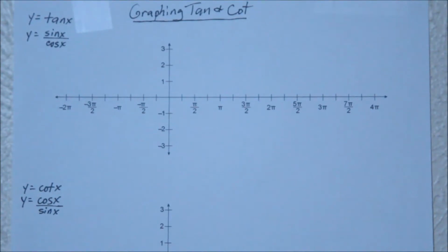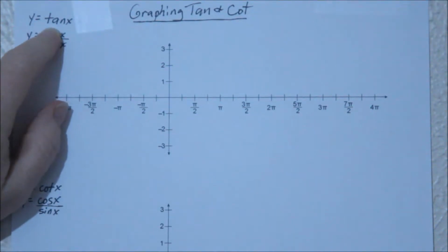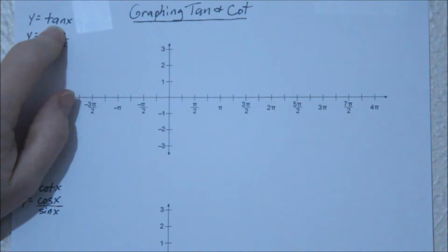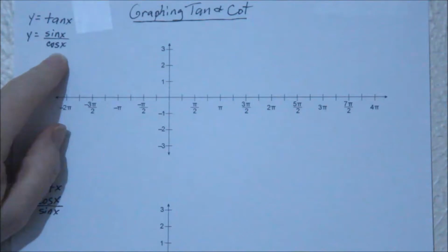Okay, today we're going to be graphing tangent and cotangent. So first off, we're going to look at graphing y equals tangent x. We're just going to do basic tangent. As a reminder, tangent is sine over cosine. And remember, we cannot have 0 in the denominator. If you have 0 in the denominator, it is undefined.